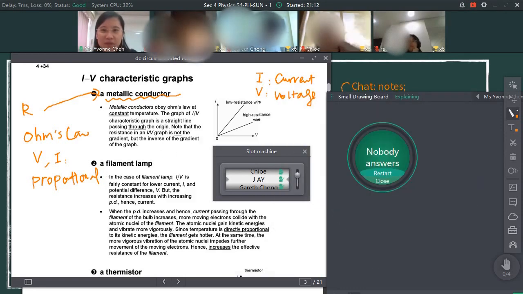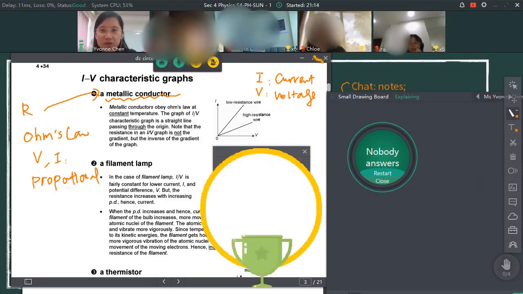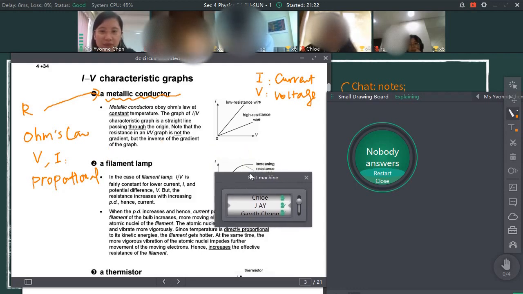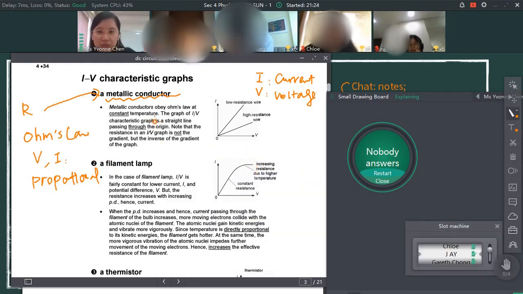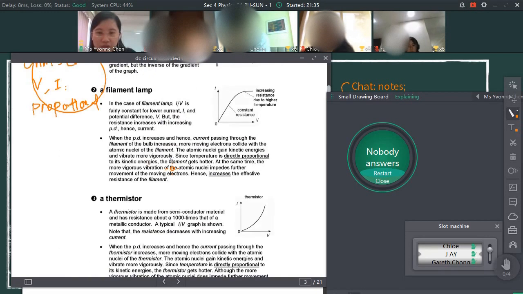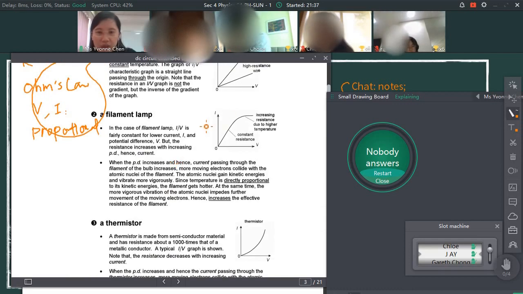This says V and I are directly proportional when the physical conditions such as temperature are constant, and it is only for metallic conductors. Class, please remember Ohm's law only applies to metallic conductors, not filament lamp, not thermistor, not diode. So we look at the diagrams for the filament lamp, the thermistor, and the diode now.